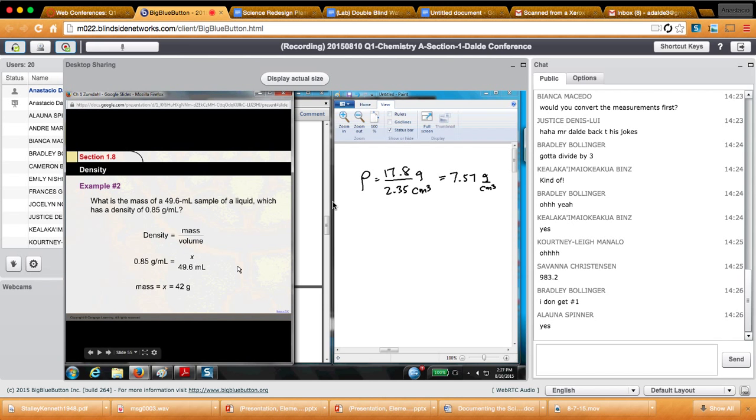All right, here we go. What is the mass of a 49.6 milliliter sample of water, which has a density of 0.85 grams per milliliter? Okay, so density, here's the equation you should write down. Density is equal to mass over volume. And they want us to figure out what is the mass of something, right?